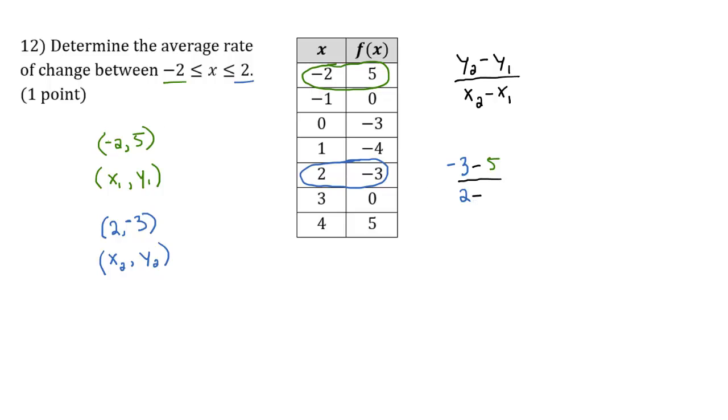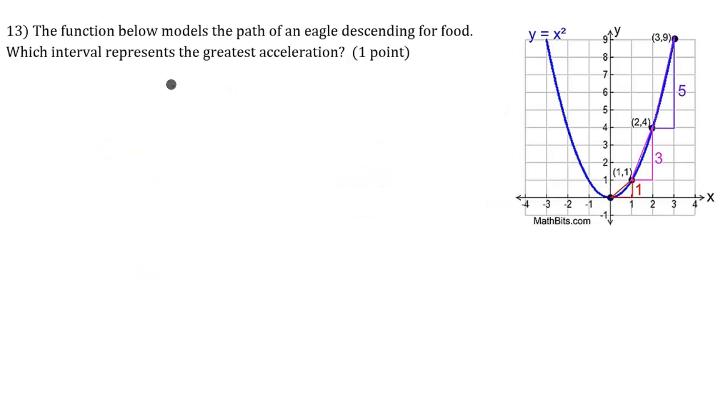x1, which is -2. So I'm going to go ahead and do that. Put that in parentheses there. Now -3 minus 5 is going to be -8, and 2 minus -2 is going to be 4, which simplifies to -2. And that's going to be our average rate of change. Or you could actually write this as a fraction as well. You could do -2 over 1. That would work too.